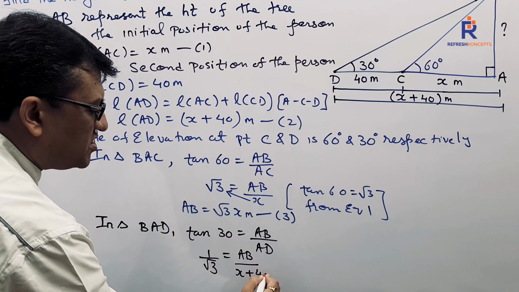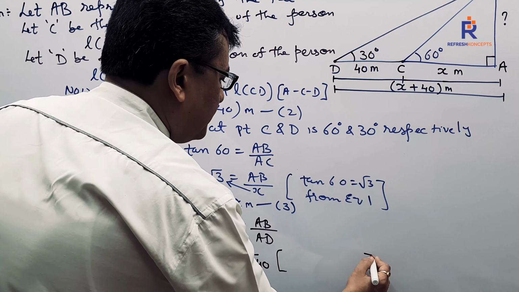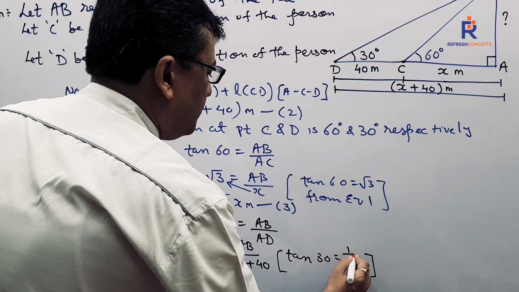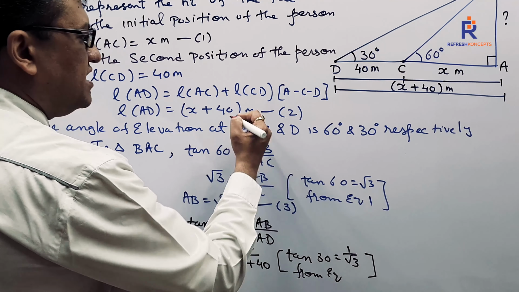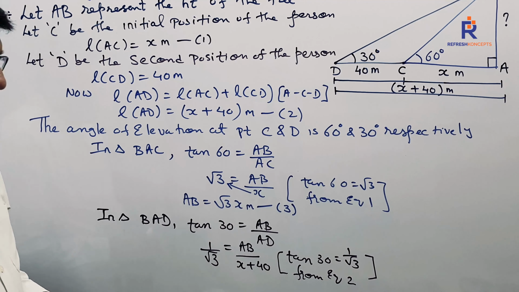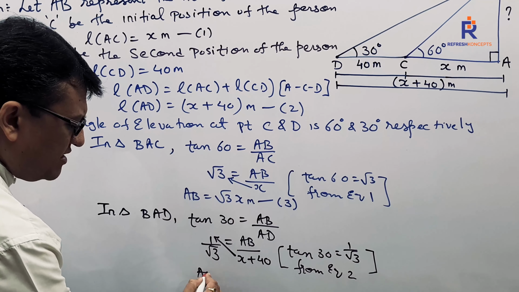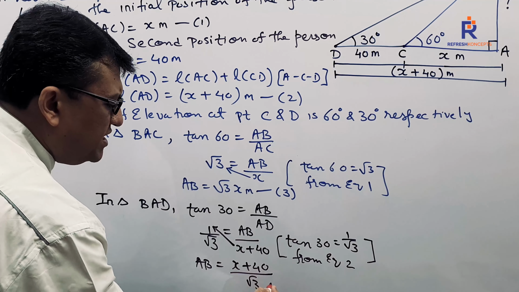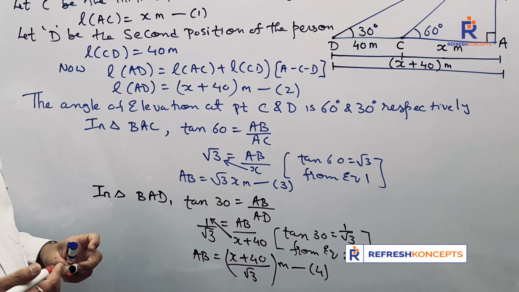X plus 40 meter. Again, we shall write down the same reasons here. Tan 30 is this time 1 by root 3. Moreover, from equation, which is the equation? Equation number 2, we got the values of AD. Now, if I want AB, can I just bring this over here and can I say AB is equals to x plus 40 by root 3 meter, equation number 4.